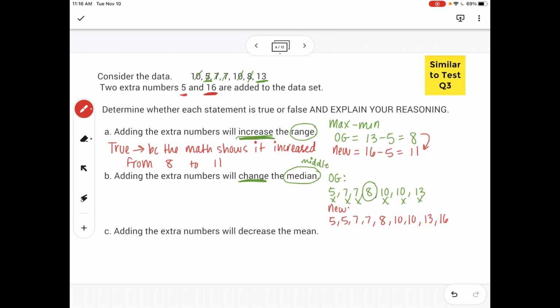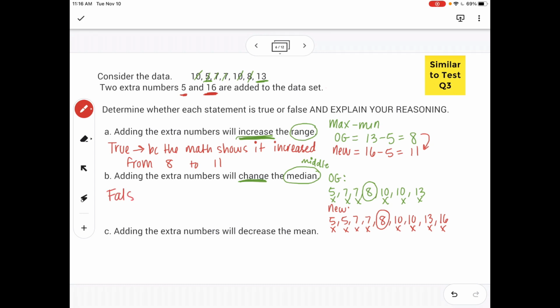So go ahead and find the middle number again. So you can X them off until you get there. Once again, there's an odd number in this set, so we're just going to have 1 in the middle. And voila, you found that it stayed at 8. So adding the extra numbers will change the median. Did it change? No, it didn't.